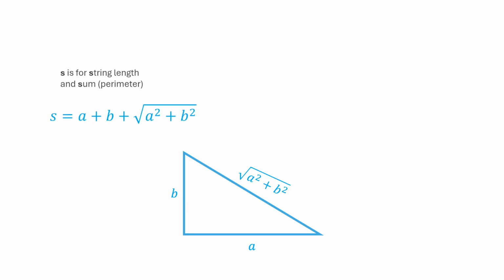So in this video, we took the sum of the legs and the hypotenuse. In a future video, we take the difference in our taxicab curve.